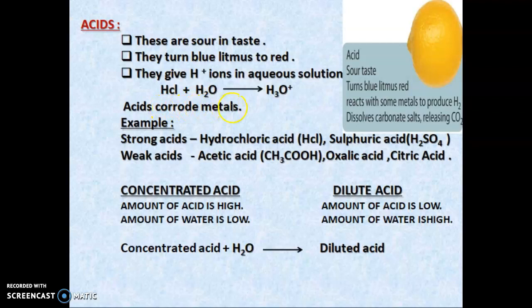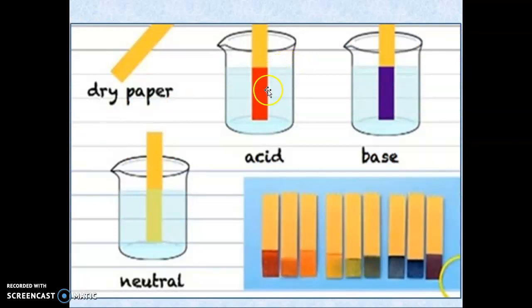And acid corrodes metal. Here you can see the diagram of a lemon. So lemon is an acid. It has a sour taste and turns blue litmus red. It reacts with some metals to produce hydrogen gas and dissolves carbonate salt, releasing CO2. So here you can see the blue litmus paper turns red when in acid. In a beaker, if there is an acid and we put a dry blue litmus paper inside the acid, what happens? It will change into red.